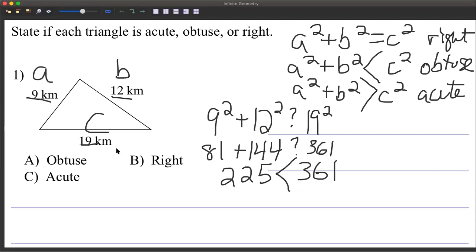So now you need to look at our handy dandy little chart up here and figure out, do I have right, obtuse, or acute? Which of the three is it? All I really do is match up my inequality symbols. I'm looking at this symbol and I say, oh, it matches this one, so it's got to be obtuse. That's really all there is to it. So choice A is my answer on this one.